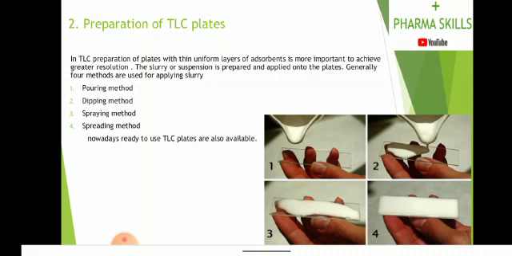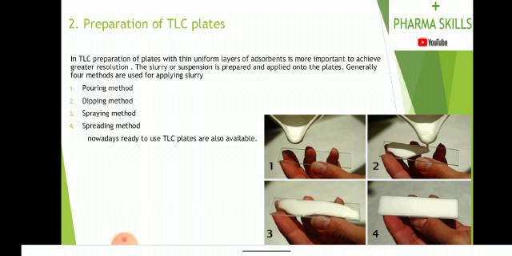The slurry or suspension is prepared and applied onto the plates. Generally, there are four methods of applying. The application is also very important. First is pouring method, second is dipping method, third is spraying method, fourth is spreading method. So these are the four methods we use to prepare the plate.